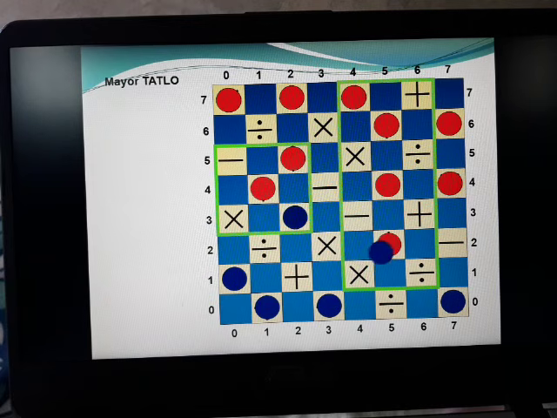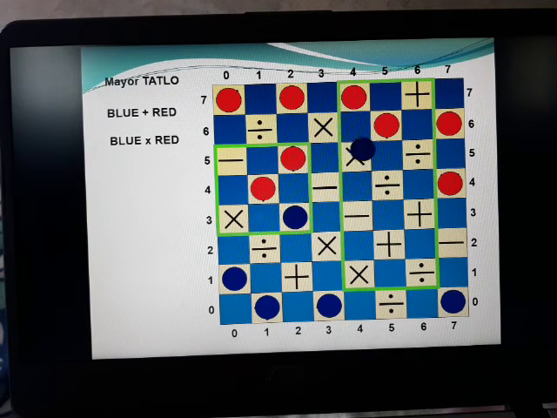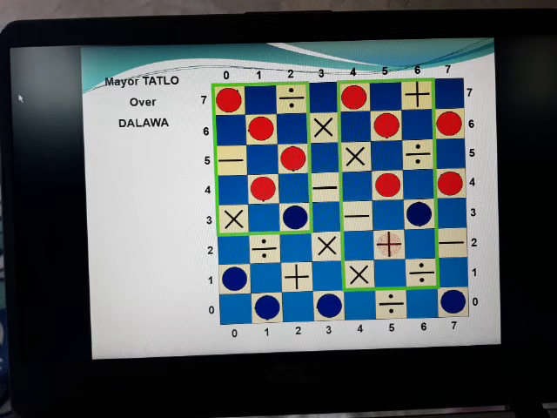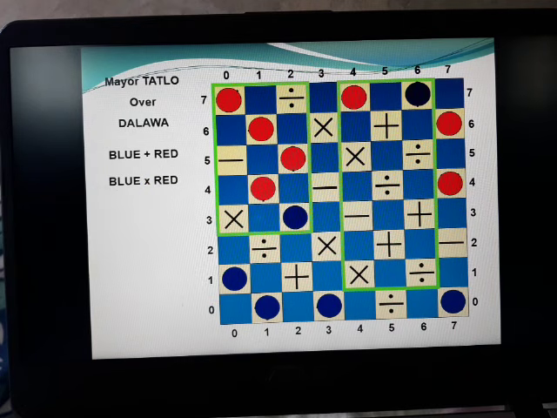Next one, mayor tatlo. So the blue chip takes 3 red chips compared to the blue takes only 1 chip. So blue plus red, blue times red, then blue plus red. Mayor tatlo over dalawa. Here, the blue one takes 3 chips rather than the blue one takes 2 chips. So blue plus red, blue times red, and blue plus red.